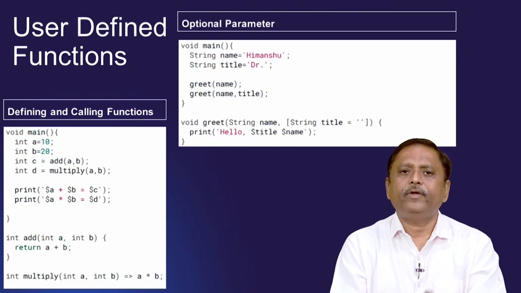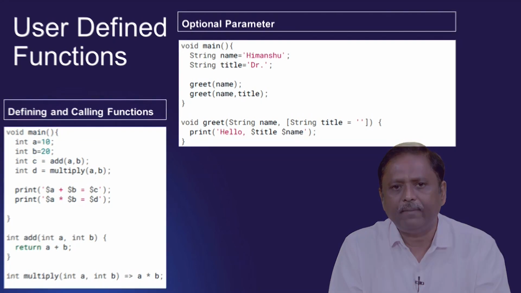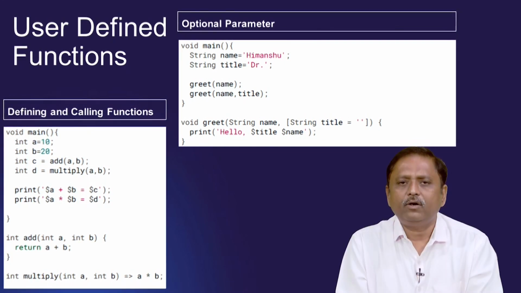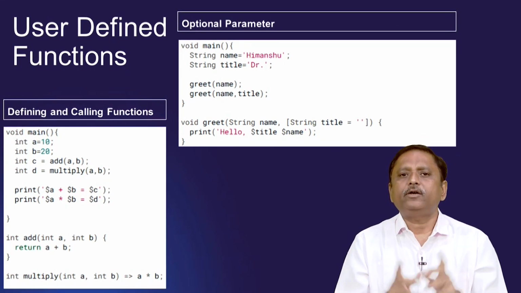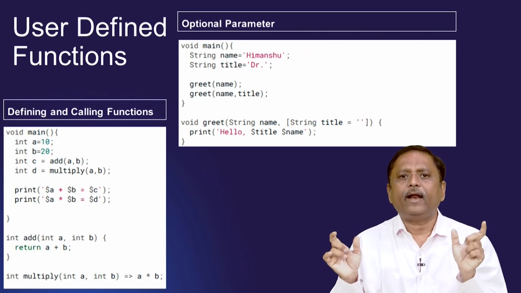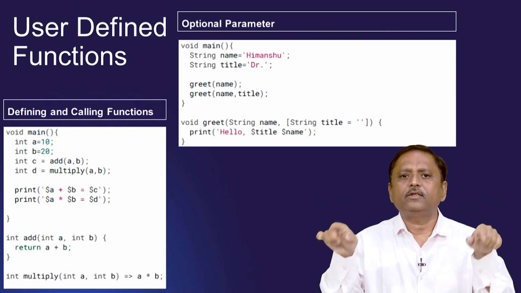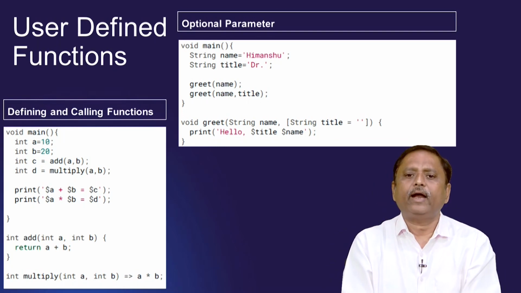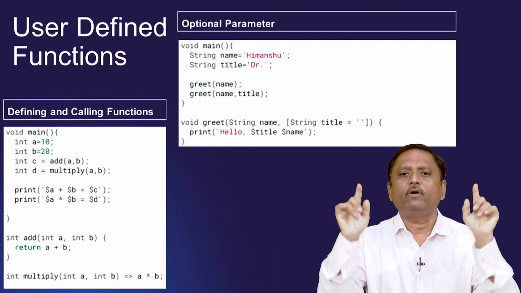So, another feature of functions is the optional parameter. In the previous case, you always had to provide two values of type integer, but here we write a function called greet. It has two arguments, one of type string which is name. Optional parameters are specified in square brackets. Here you can see on the screen, inside square brackets we write String title = ''.